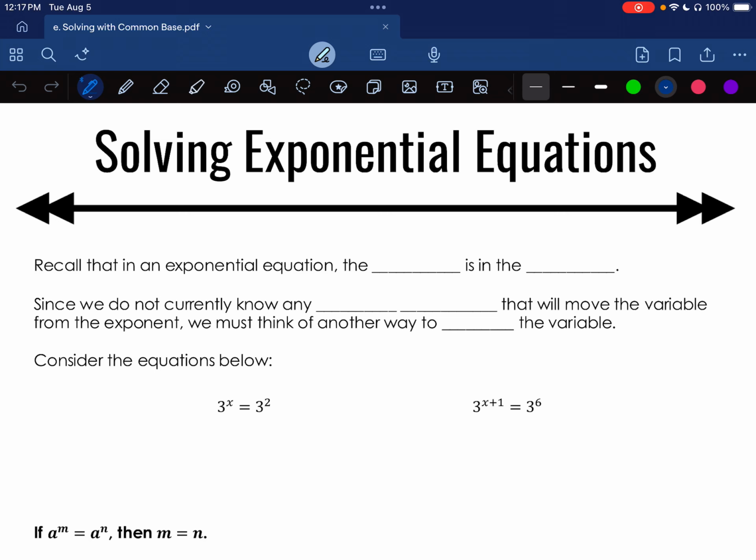So we need to think about the structure of an exponential equation before we can get started on solving them. Recall that in an exponential equation, the variable is in the exponent. Because we don't currently know any inverse operation that will remove that variable from the exponent, we have to think of another way to isolate the variable, get it by itself. So I want you to consider these equations below.